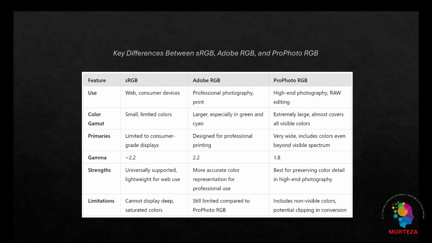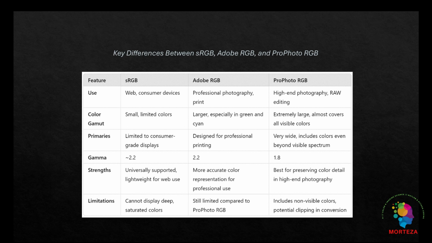Here are the key differences between sRGB, Adobe RGB, and ProPhoto RGB. In practical terms, choosing the right color space depends on the task at hand. For web-based projects, sRGB is sufficient, but for high-quality printing or advanced photo editing, Adobe RGB or ProPhoto RGB are better suited.